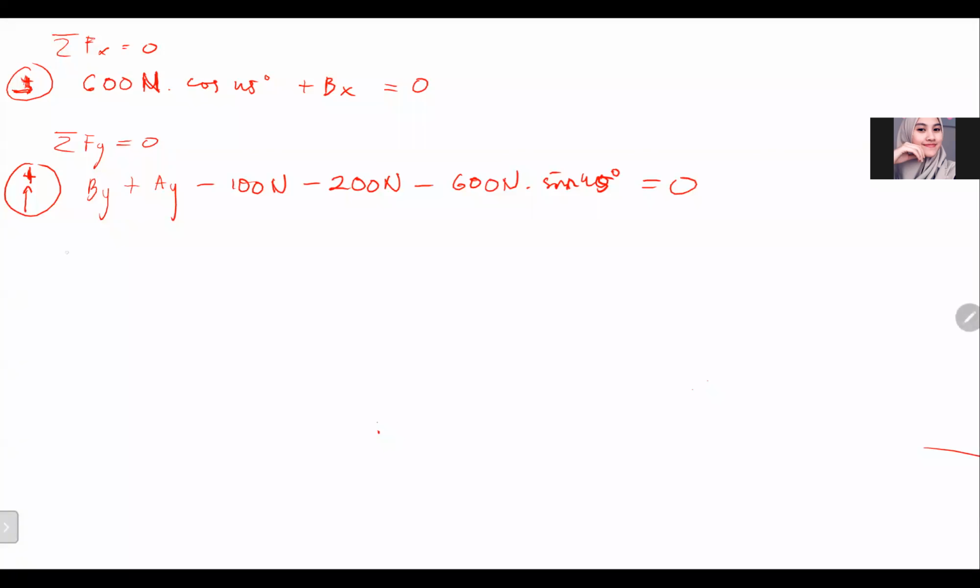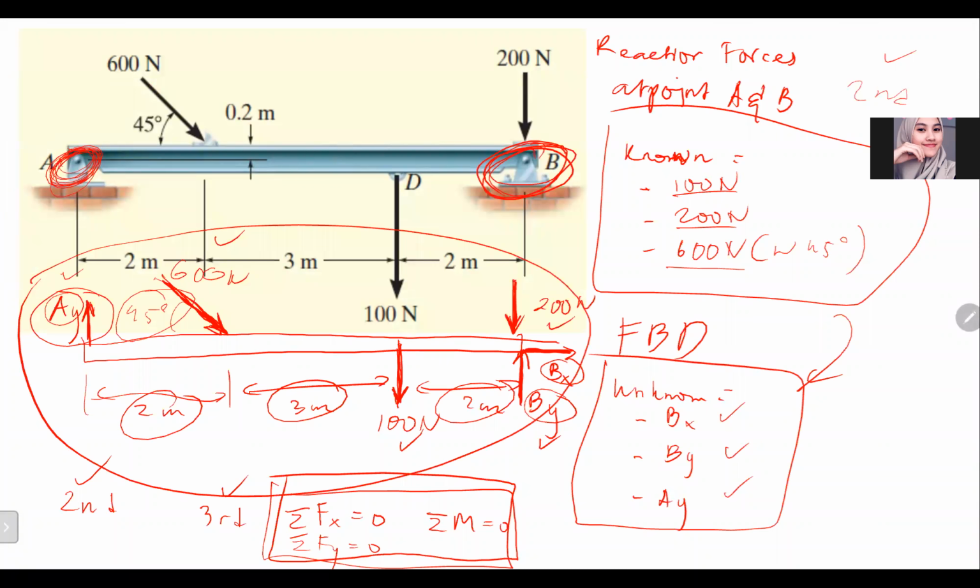Now the third equation, sigma moment equal to 0. Sorry to hold you up for too long. Which point do you want to use as a reference? B. Why B? Because, or did you just choose it randomly? But actually, you choose the best point.